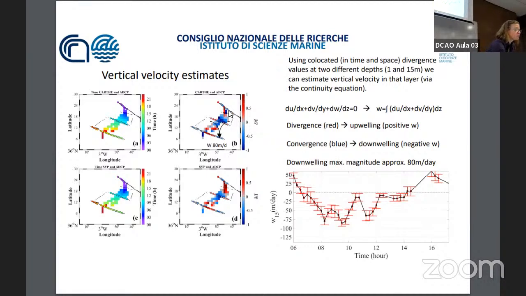And so in this case, for example, we see the red color that indicates divergence, and the blue color indicates convergence. And in this case, we can see that the pattern of divergence and convergence is very coherent between the 2 layers. And we expect that where we have convergence at the 2 layers, we expect to have some downwelling. And through the continuity equation, we quantified and estimated the magnitude of the vertical velocity that is represented in this panel on the right. So we see that we start with the positive vertical velocity associated with divergence, the red part. And then in the part of the trajectories where we see convergence, we see negative vertical velocity up to a magnitude of approximately 80 meters per day.